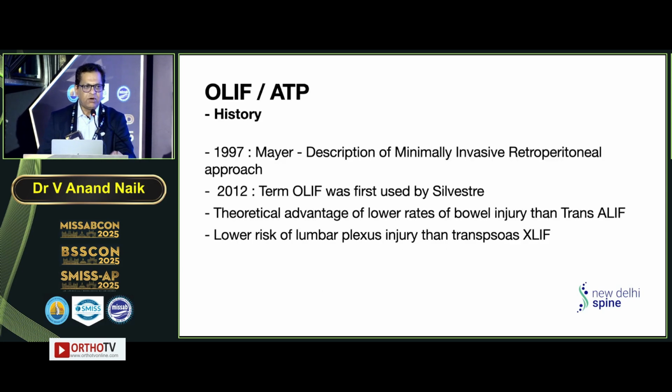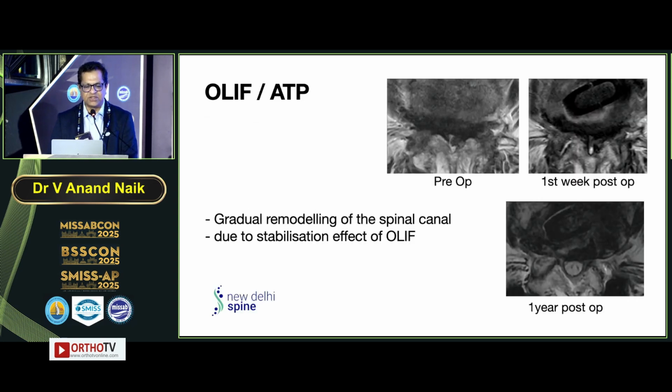So OLIF, or anterior to psoas, comes with a different name. In 1997 Mayer described this procedure, and in 2012 Silvestri first used this term called OLIF. There is a theoretical advantage of lower rates of bowel injury than transperitoneal anterior lumbar interbody fusion, and that's why a lot of people started accepting this approach. And there is also a lower risk of lumbar plexus injury compared to transpsoas fusions.